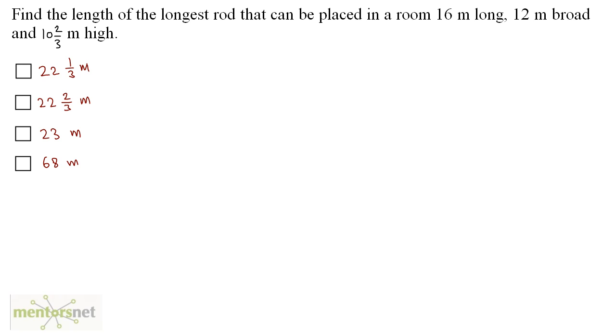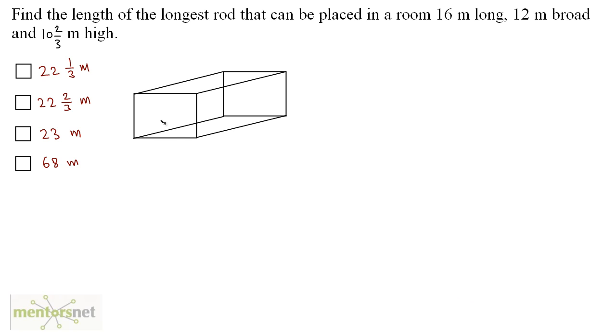Find the length of the longest rod that can be placed in a room 16 meters long, 12 meters broad, and 10 2/3 meters high. So let's say that this is the room, and this is basically a three-dimensional figure of a room. So the rod, if it should be longest, it should be the length of the diagonal of this room, right? Then only it can be the longest. If the rod is longer than this diagonal, it cannot fit in this room.